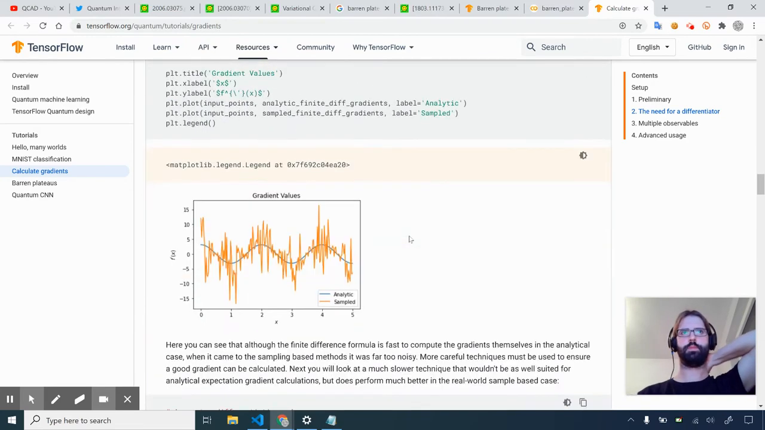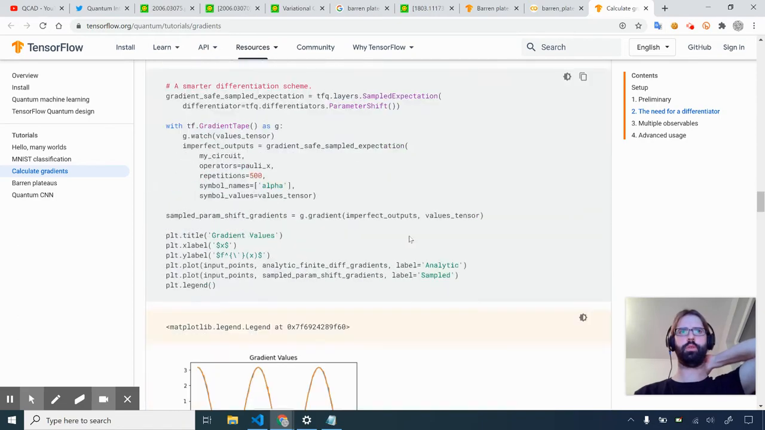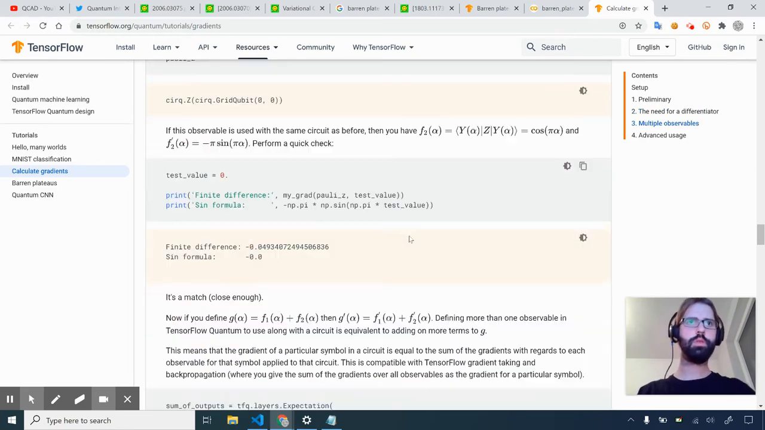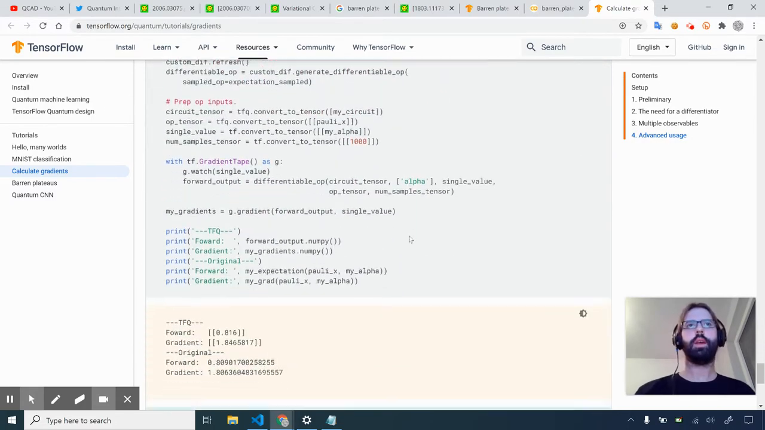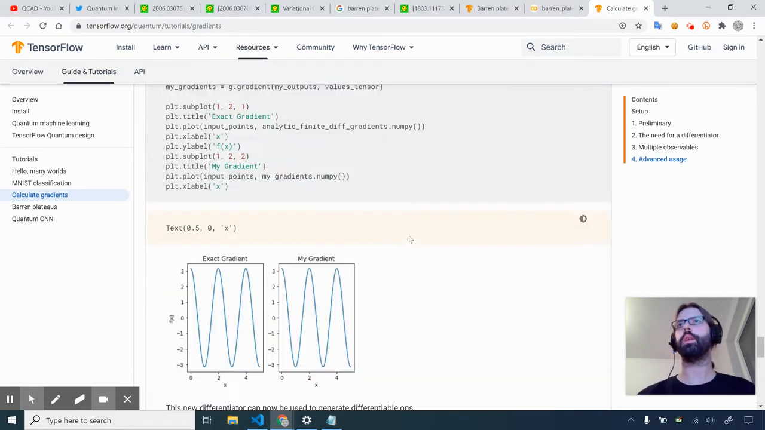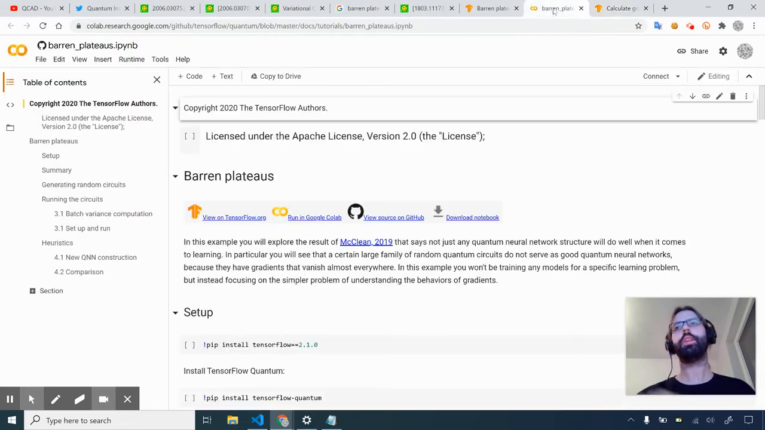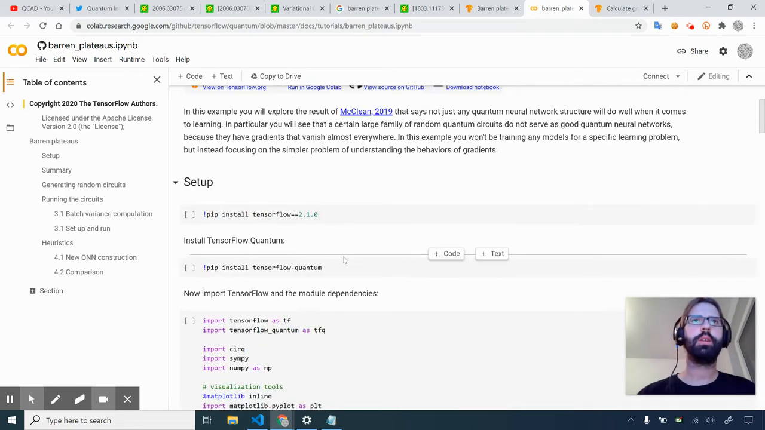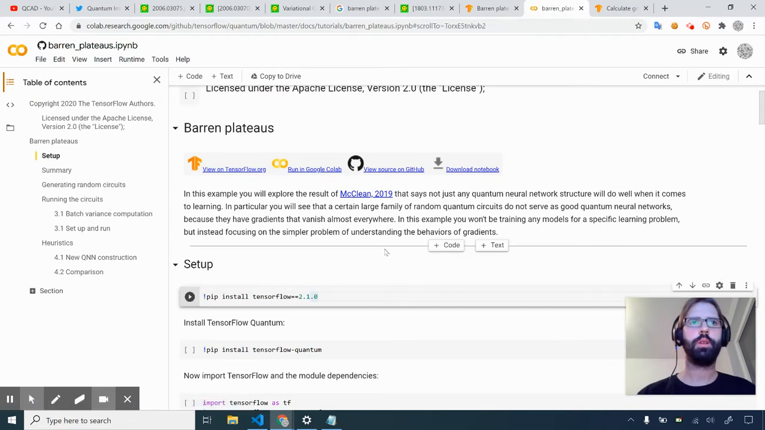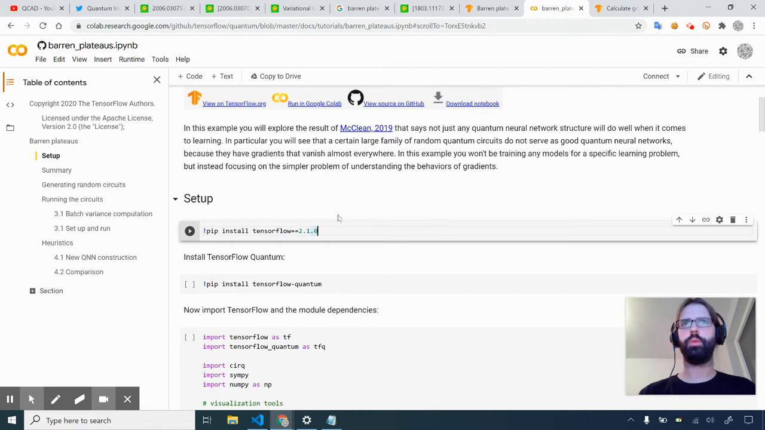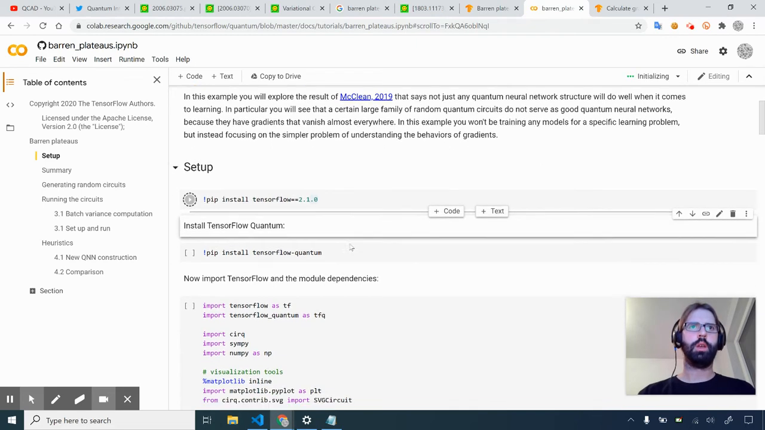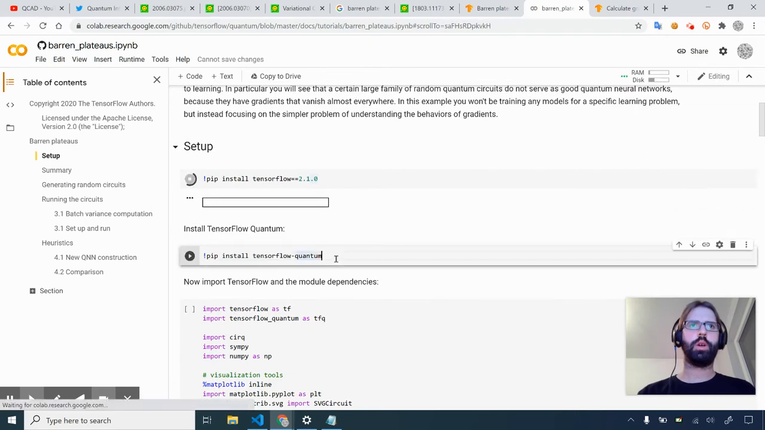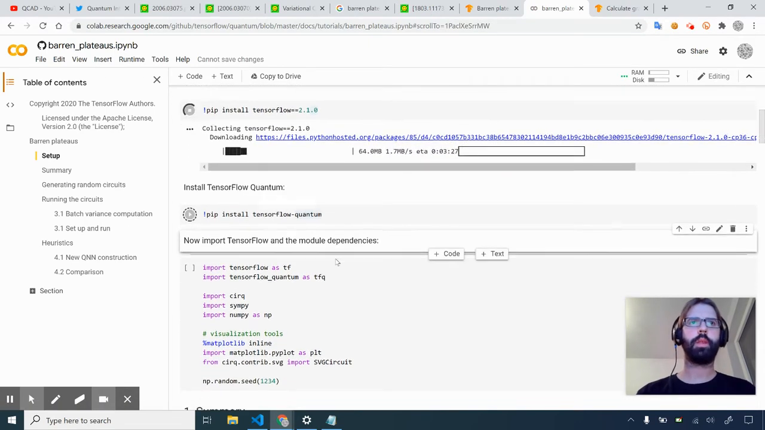Gradient values. Advanced usage. I might not be able to follow everything. Let's see. Let's do it backwards. Sometimes it just helps. So let's start here. How does this work? Is it the same? Yeah, it seems like it's similar to Jupyter Notebook. So I click this, and this installs TensorFlow, installs TensorFlow Quantum. And then what are we doing?